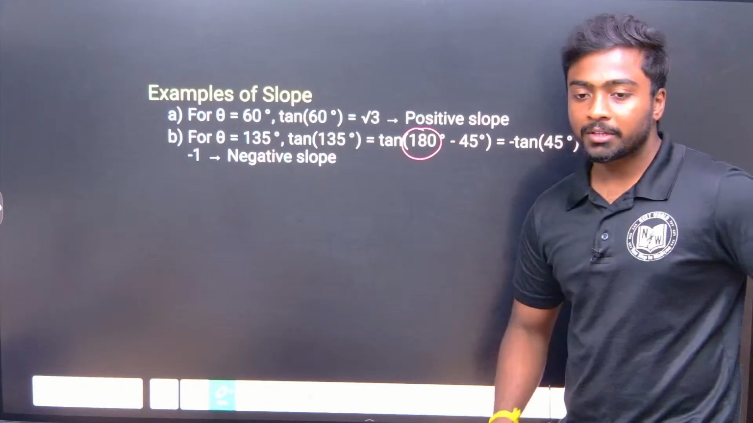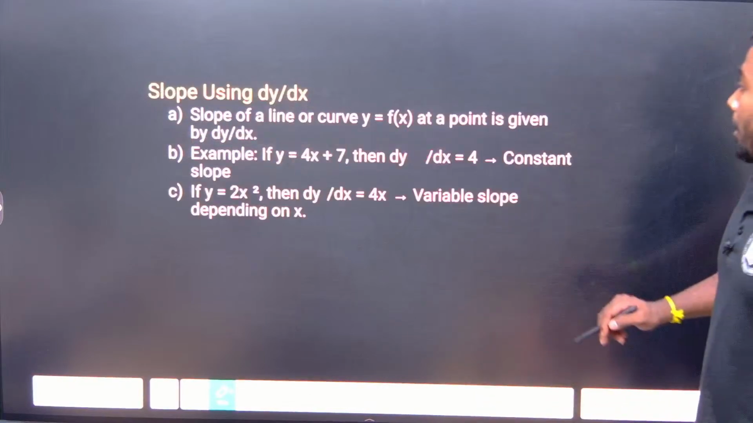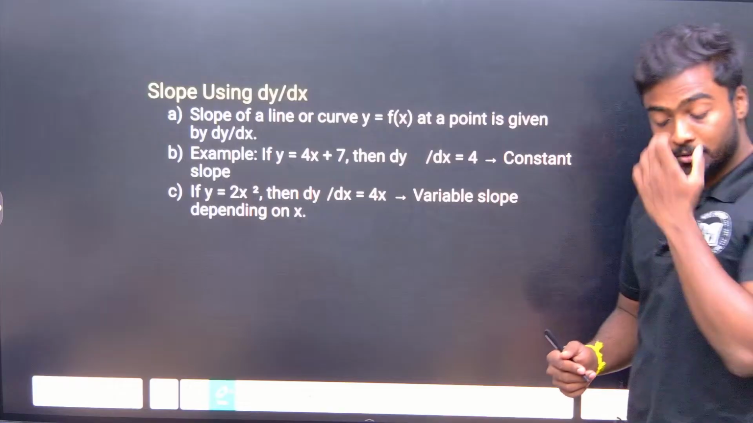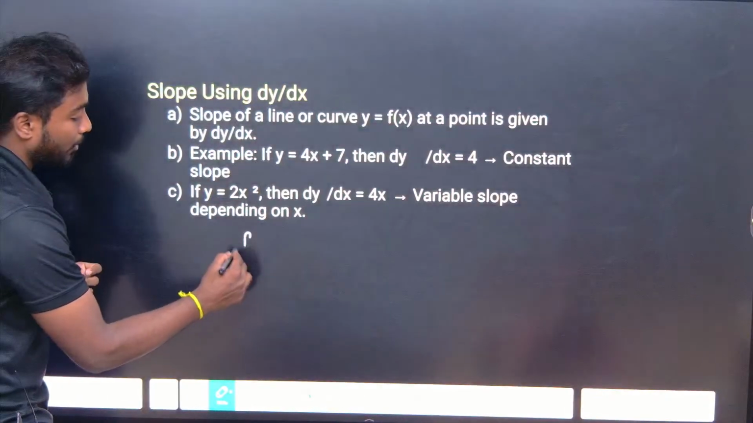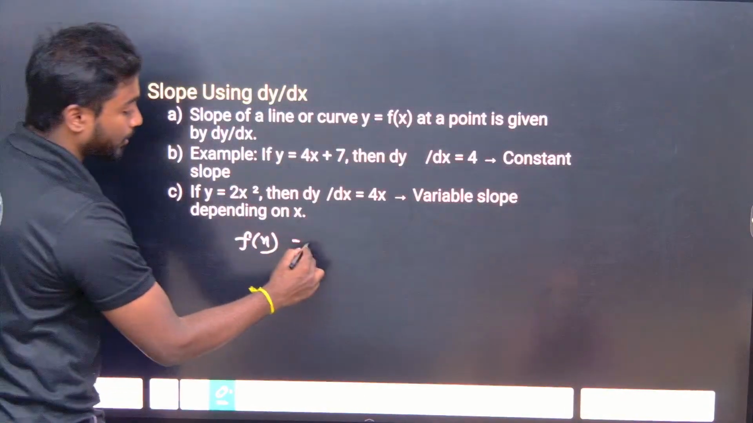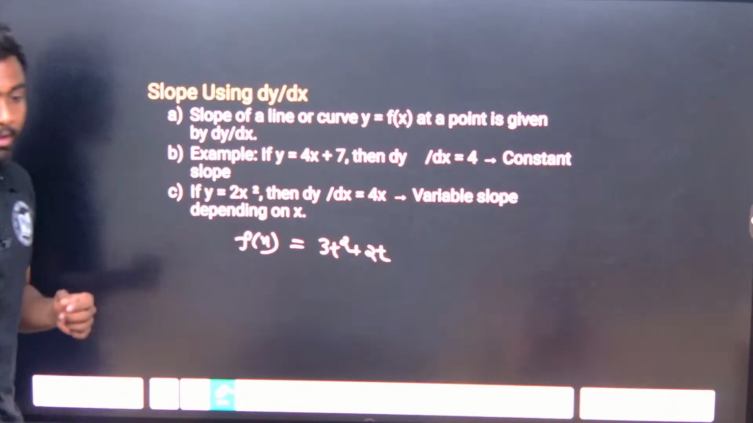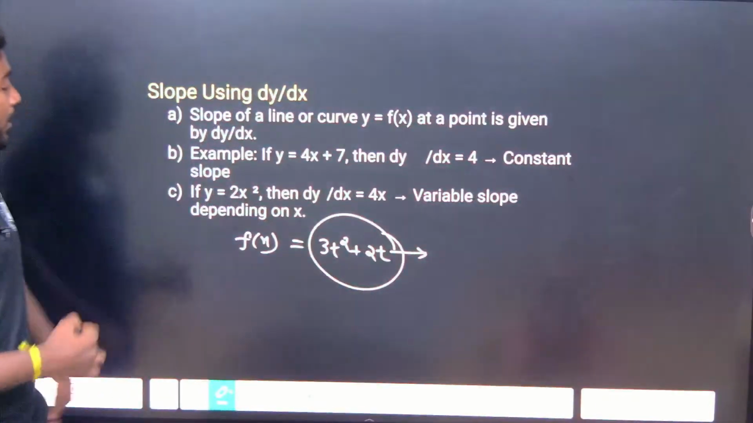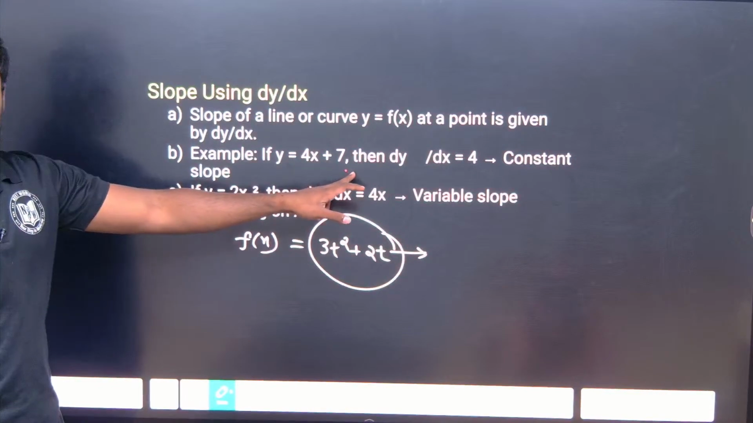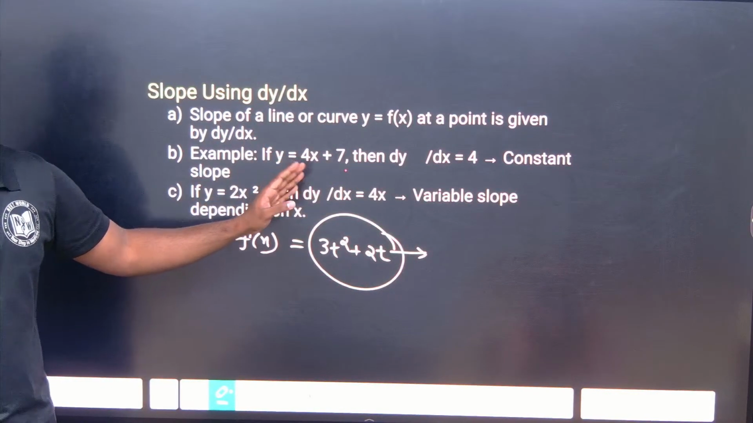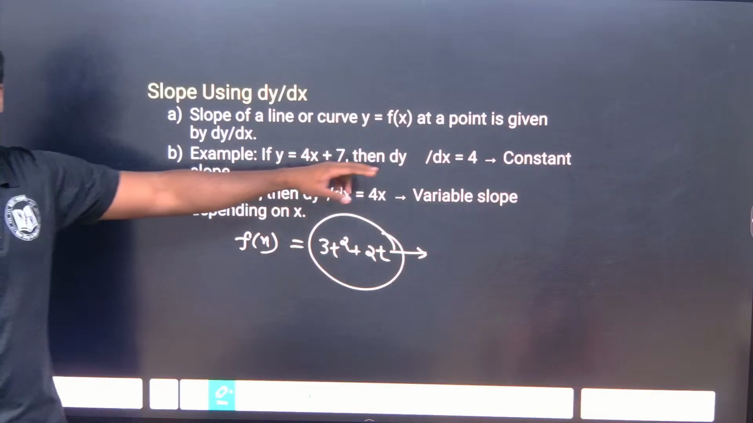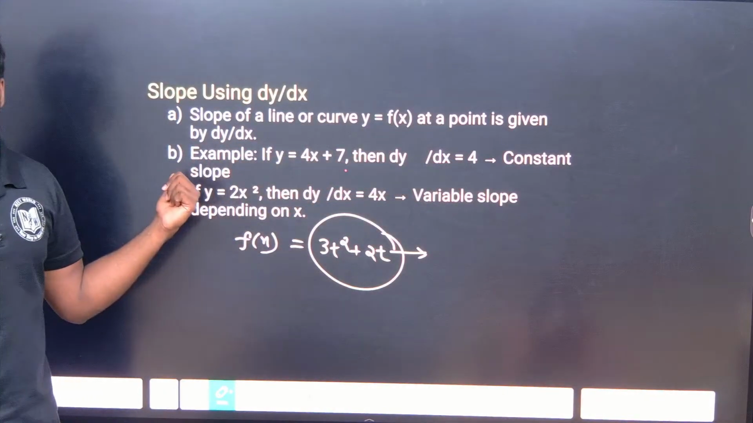Yeah, we'll go for the next one. Slope using dy by dx. Suppose an equation is given, f of x, some function like 3t square plus 2t. If any equation is given and they are asking for the slope, simply what I should do is differentiate it. Here they have given y equals 4x plus 7. What is the slope of that equation? If we differentiate, we will get 4, which is a constant slope.